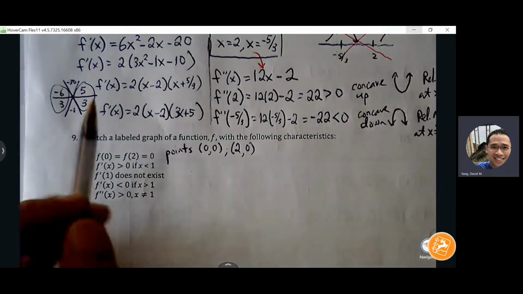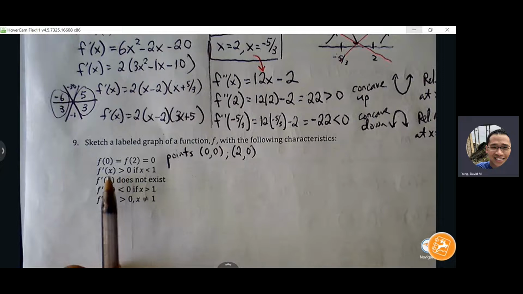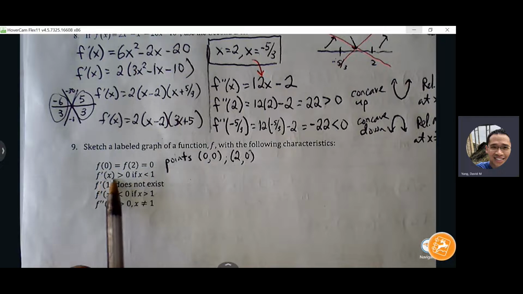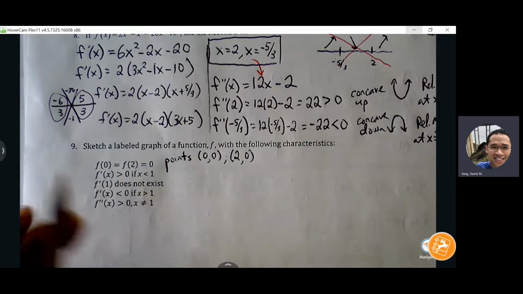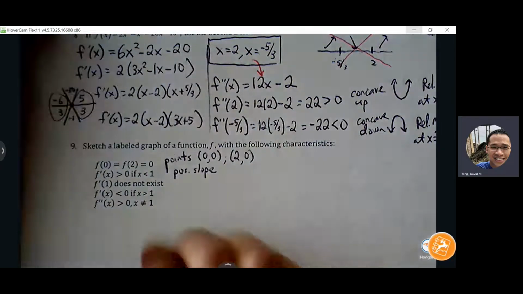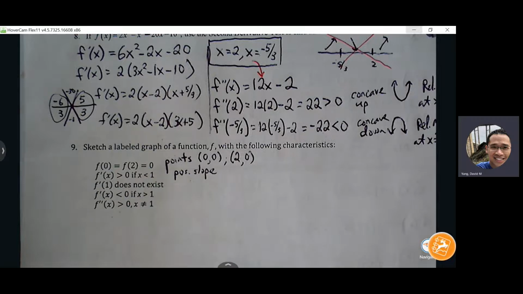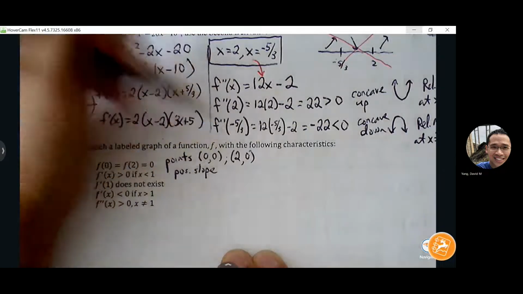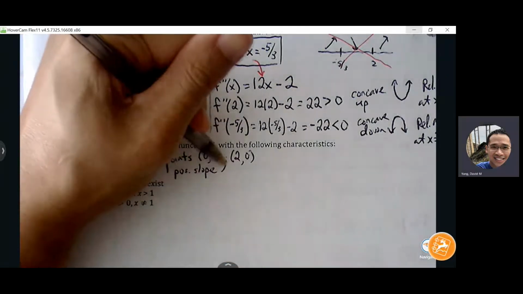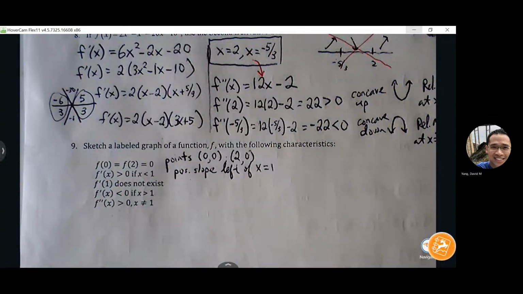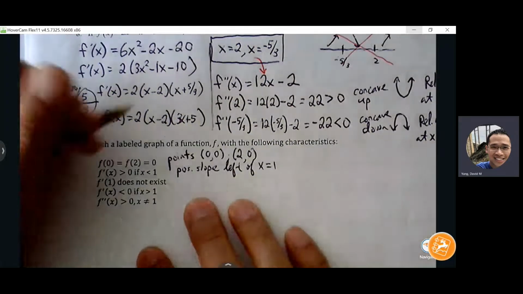Okay, let's look at the second statement here. f prime of x is greater than 0 if x is less than 1. Can we verbalize it in a way that feels more visual here? What does f prime of x greater than 0 mean? Okay, positive slope. Where's positive slope going to occur? What's another way of saying less than 1? Right, left of 1, which, yes, will include negative and 0.